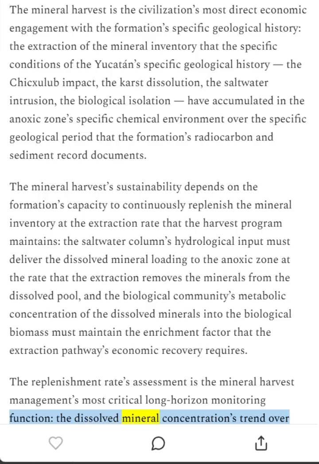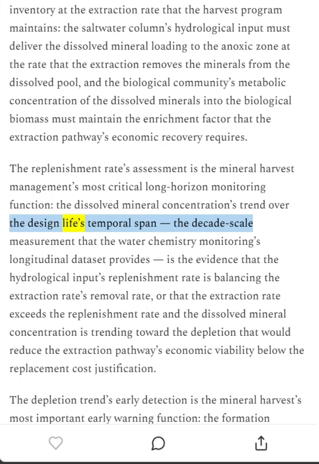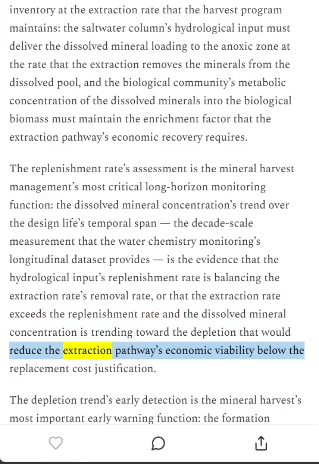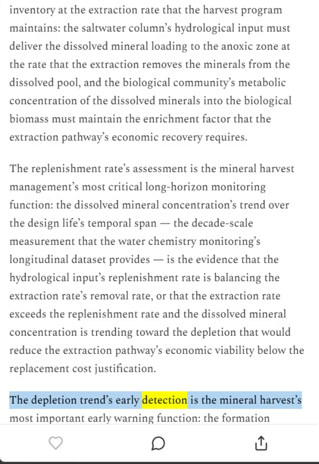The dissolved mineral concentrations trend over the design life's temporal span, the decade-scale measurement that the water chemistry monitoring's longitudinal dataset provides, is the evidence that the hydrological input's replenishment rate is balancing the extraction rate's removal rate, or that the extraction rate exceeds the replenishment rate and the dissolved mineral concentration is trending toward the depletion that would reduce the extraction pathway's economic viability below the replacement cost justification. The depletion trend's early detection is the mineral harvest's most important early warning function.